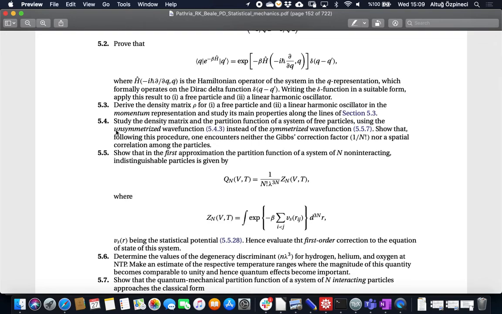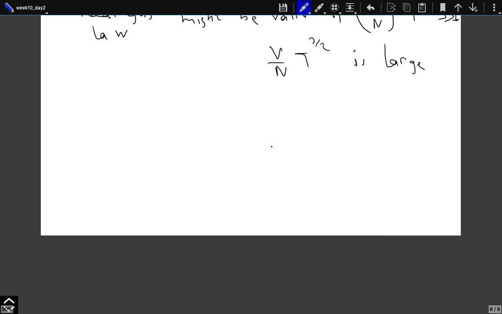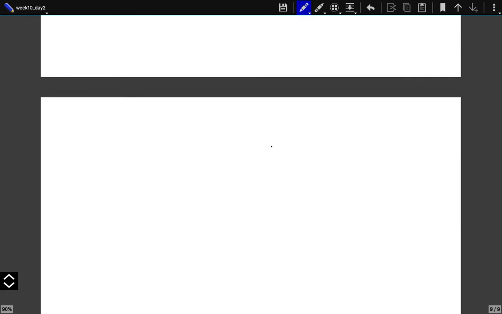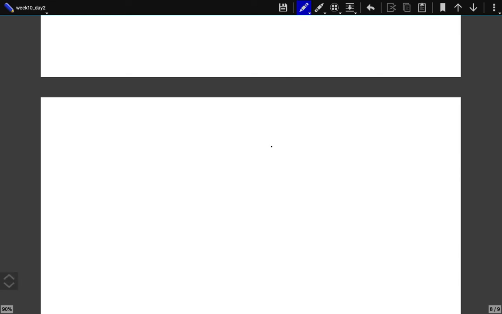So I said to calculate the density matrix for unsymmetrized wave functions instead of the symmetrized wave functions. Show that following this procedure, one encounters neither the Gibbs correction factor nor a spatial correlation among the particles. Okay. So let's stick with 2 particles. Do we get this 1 over 2 factorial or not? Or any effective potential between them. So we are calculating this <R1, R2| e to power minus beta H |R1, R2>.